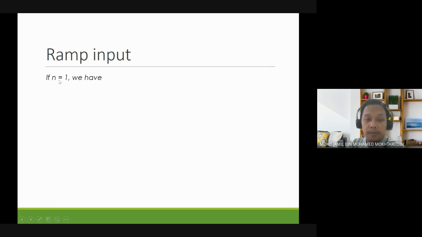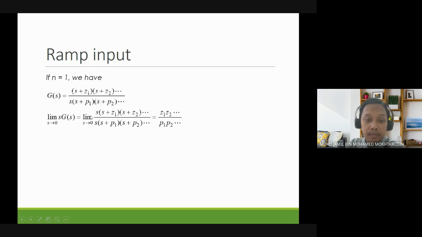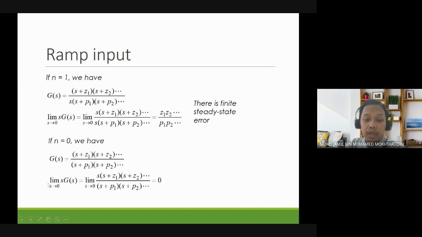So what happens if you have N equals 1? You substitute N equals 1 and then find the limit. Now the limit is a finite value. If you replace with N equals 0, now the limit becomes 0. When the limit becomes 0, then you have infinite steady state error.